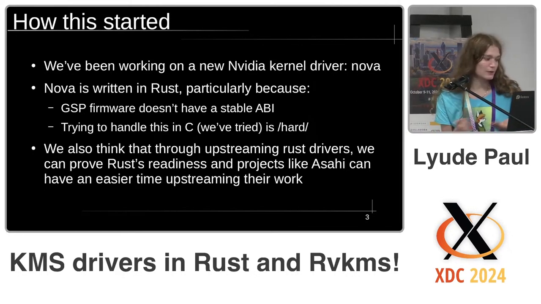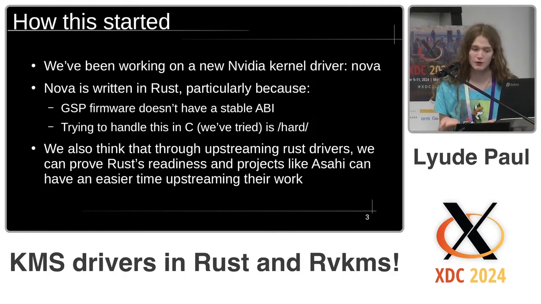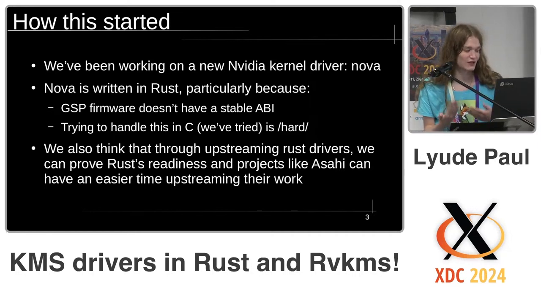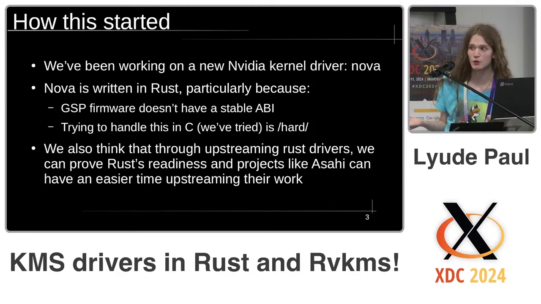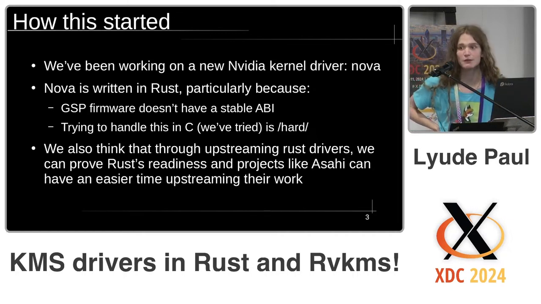How did this start? The main thing was we've been working on a new NVIDIA kernel driver, Nova. And Nova is written in Rust particularly because NVIDIA's GSP firmware doesn't have a stable ABI, and trying to handle this in C is pretty hard. We got the inspiration from Asahi, who uses a very similar approach to handle unstable ABIs with their firmware. And we also think that through upstreaming Rust drivers, we can prove Rust's readiness, and projects like Asahi can end up having an easier time being able to upstream their work.